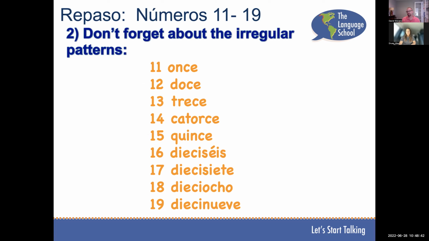Of course, it's always good to review the in-between numbers too, especially the irregular patterns that we see. So 11 to 19 is an irregular pattern. Repite: 11, 12, 13, 14, 15, 16, 17, 18, 19. Muy bien. All right.